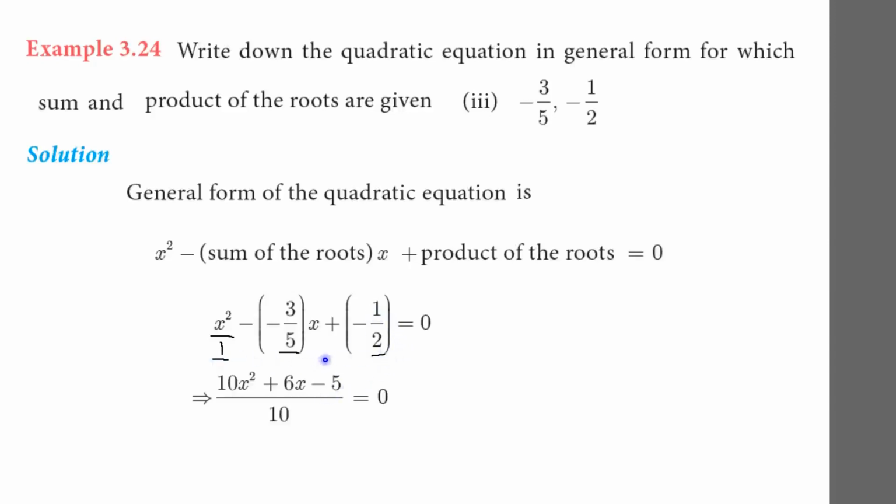So now all the denominators are common, so you have to write that as a single denominator. Now you have to cross multiply this 10 to this side. So 0 into 10 means 0. So the answer is 10x square plus 6x minus 5 equal to 0, which is the required quadratic equation.